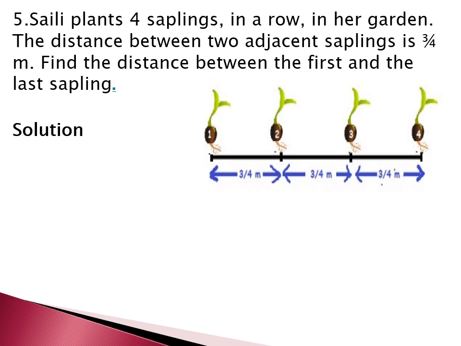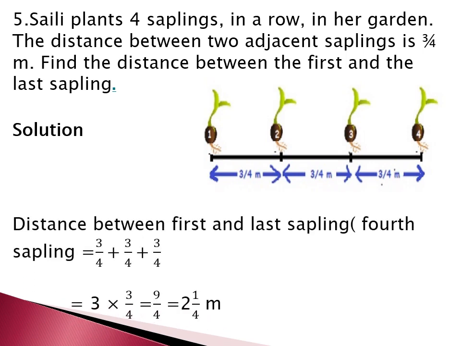It is 3 times. So the solution: distance between the first and the last sapling equals 3 by 4 plus 3 by 4 plus 3 by 4. It is equal to 3 into 3 by 4, which is 9 by 4. Again conversion: it is equal to 2 integer 1 by 4, that is in mixed fraction.